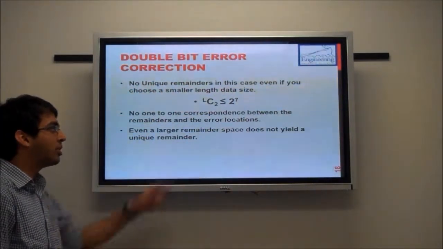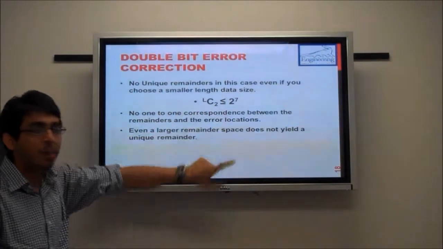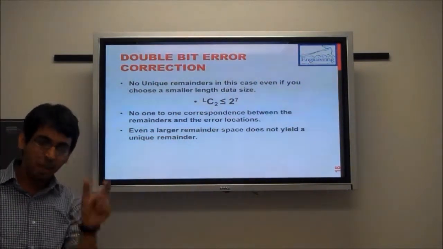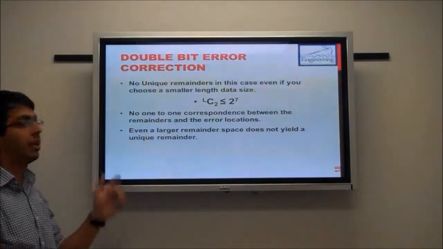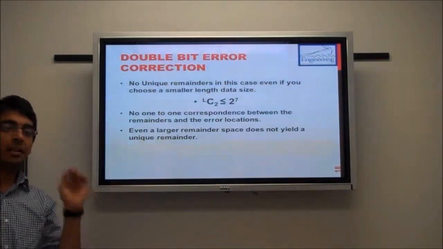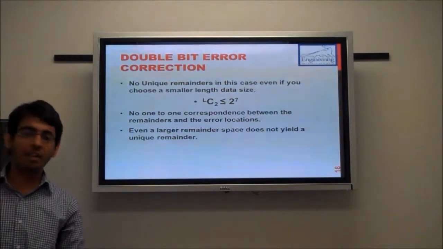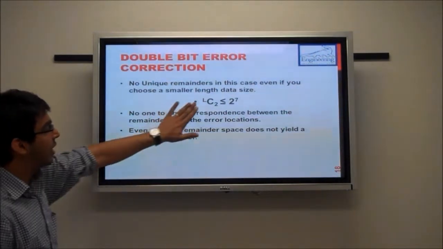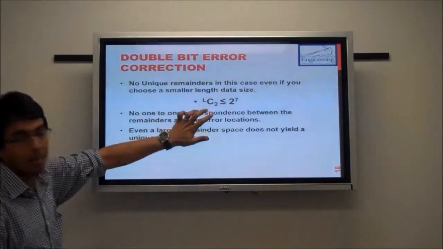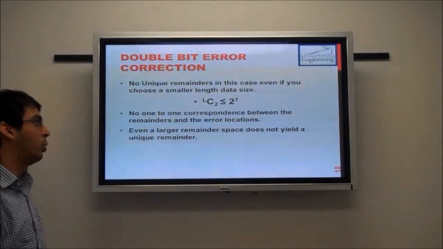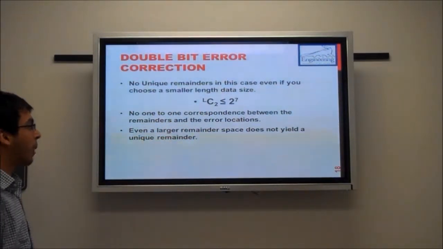of size 7, because you can have LC2 number of combinations of doublets of errors that can be there in your data stream. So your error could be at the 1st location and the 3rd location, your error could be at the 7th location and the 9th location. So it turns out that there could be these many different possible number of combinations of 2-bit errors in your entire data stream.